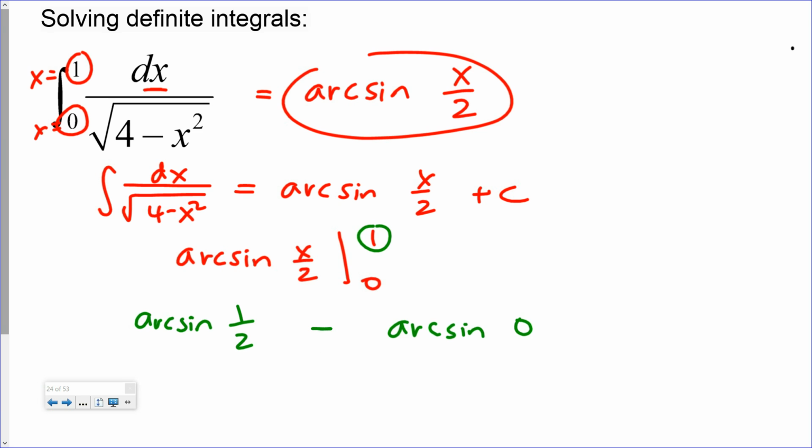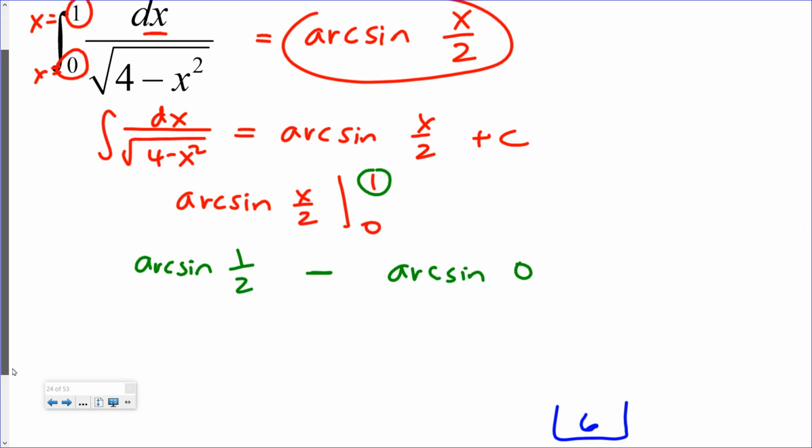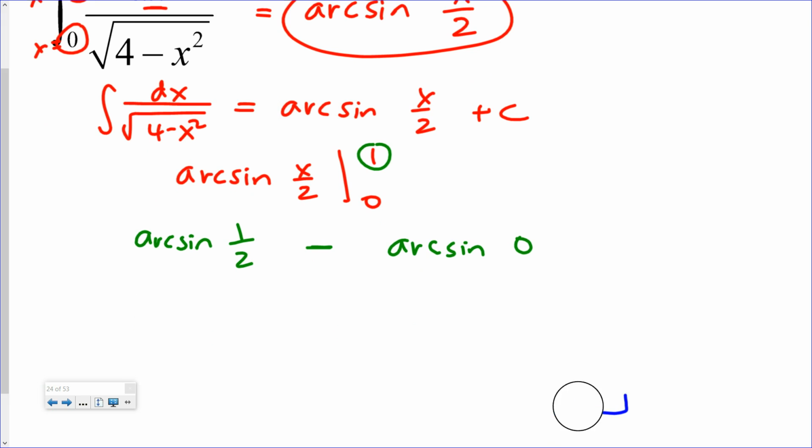Then you slap a minus sign in the middle. Okay? And what you're going to do is this is going to be like what you did for homework yesterday. You solve for arc sine of 1/2. What is arc sine of 1/2?